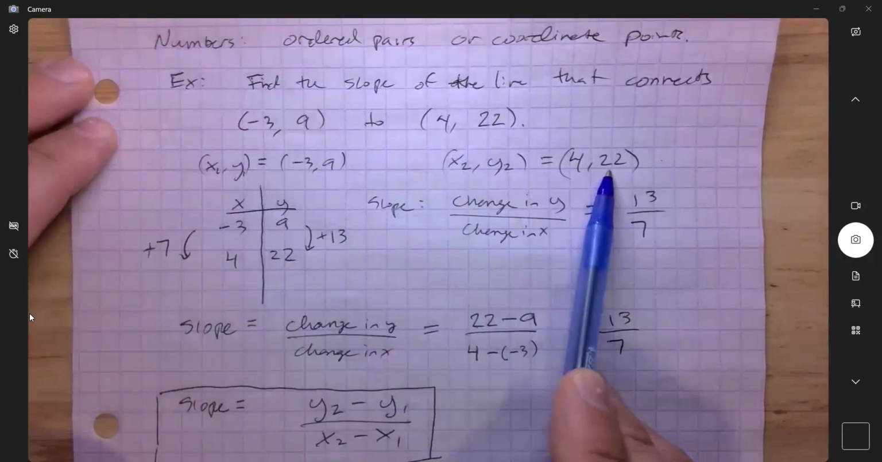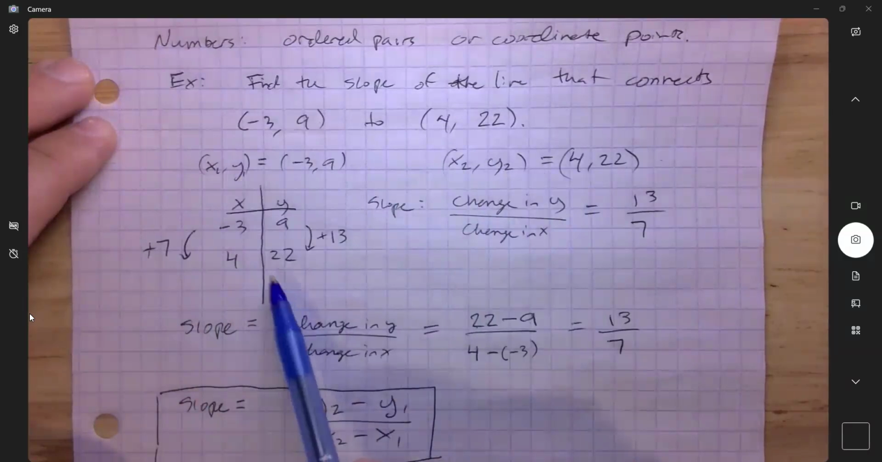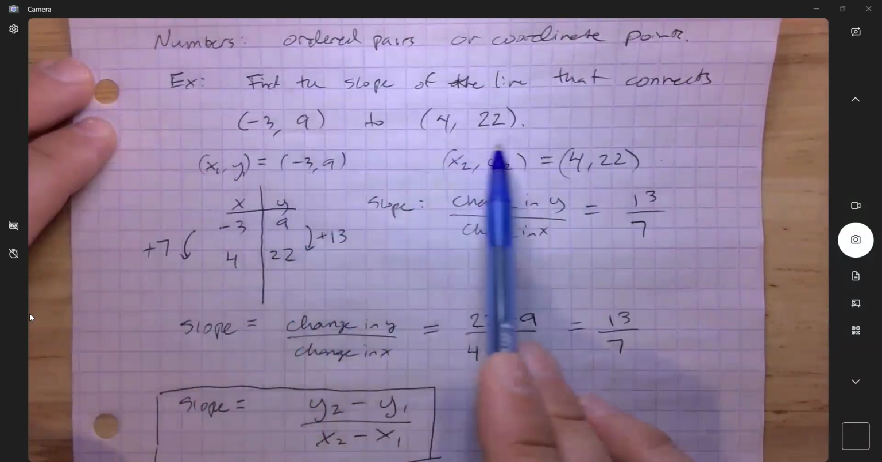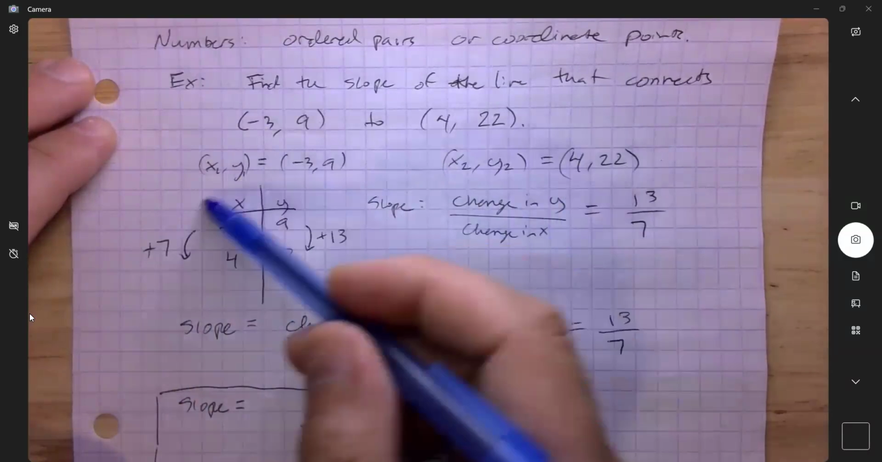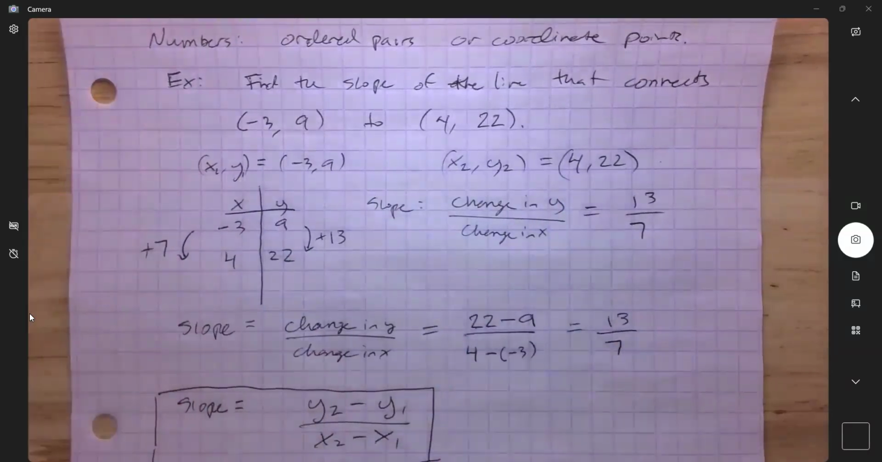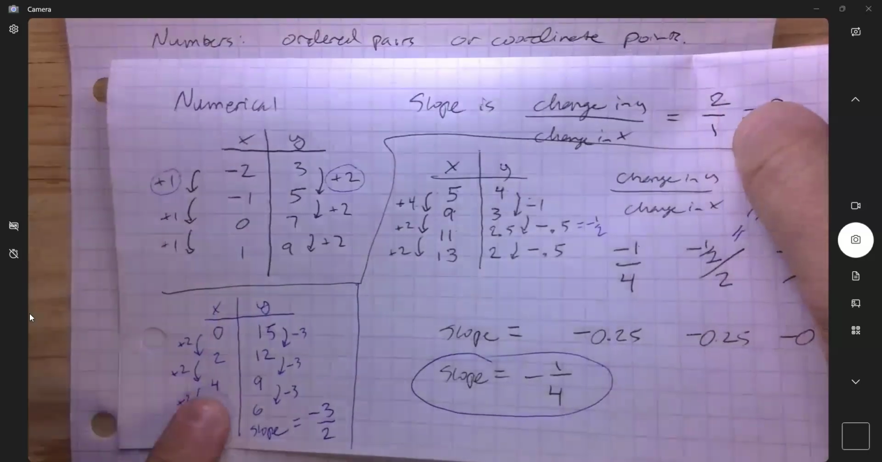Now, we can do this purely with symbols, but I like to build a table because these coordinate points are entries in a table. So I'm just going to build a table so I can use the skills that I've been working on already here and here.